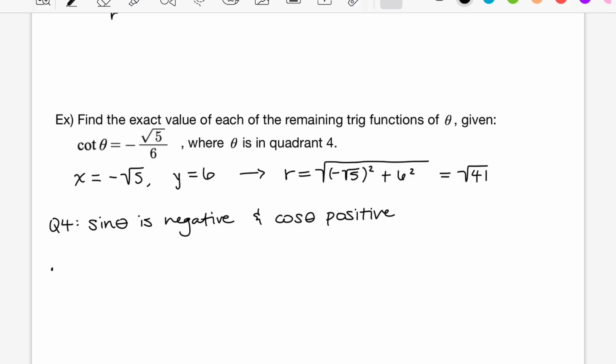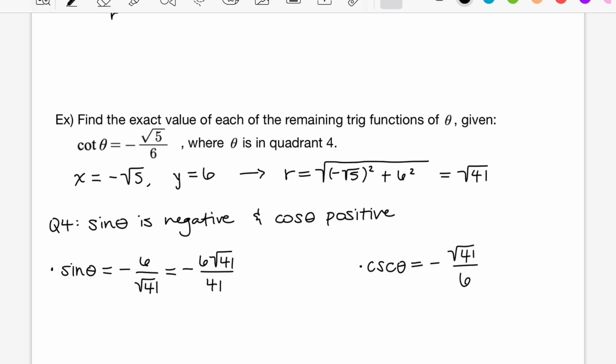All right, so sine theta is going to be negative, and sine theta is going to be y over r. Y is 6, and r is the square root of 41. Then rationalizing the denominator here, we'll get negative 6 times square root of 41 over 41. Now since cosecant theta is going to be the reciprocal of that guy, we'll get negative square root of 41 divided by 6.